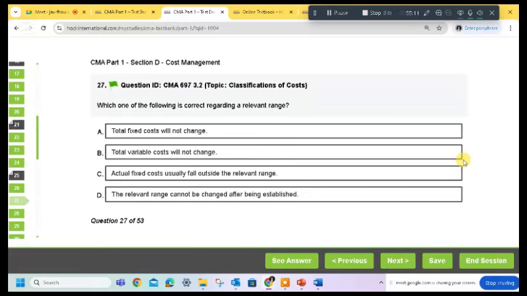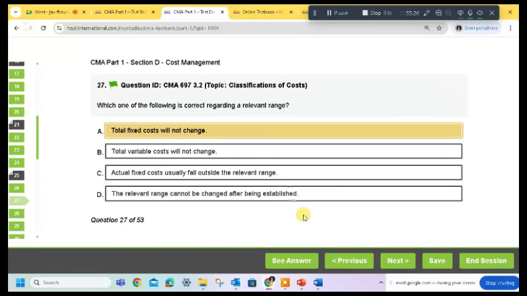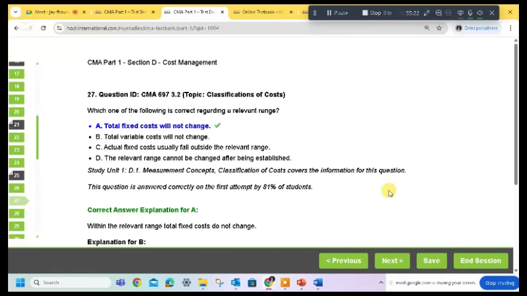Which one of the following is correct regarding a relevant range? Total fixed cost will not change. That's what the relevant range means.